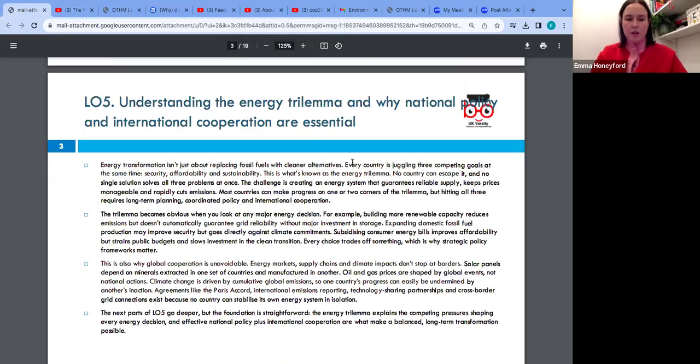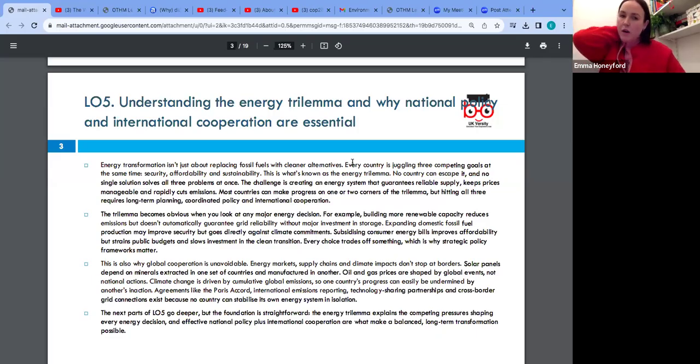But yeah, it's a good framework to understand the main problems that each country will face in terms of energy security, and no country can escape it, and no single solution solves all three problems at once. It will look different for every country as well. So the challenge is creating an energy system that guarantees reliable supply, keeps prices manageable, and rapidly cuts emissions.